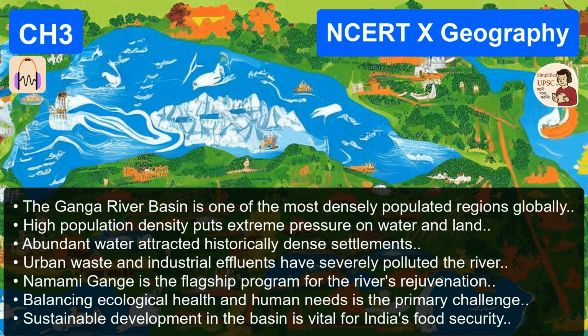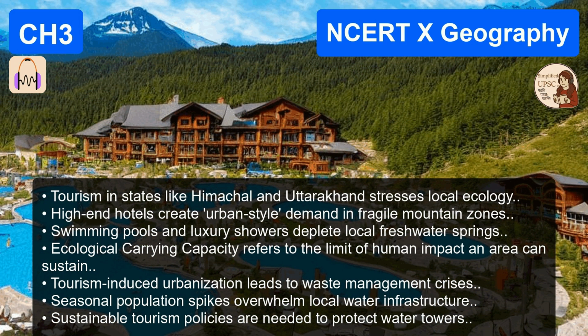This connects directly to a specific PYQ from 2016, question 20. In what way micro-watershed development projects help in water conservation in drought-prone and semi-arid regions of India? This is exactly where a lot of students get stuck. They look for some technical, bureaucratic definition of micro-watershed. They think about government schemes. But the answer is right here in this NCERT chapter.